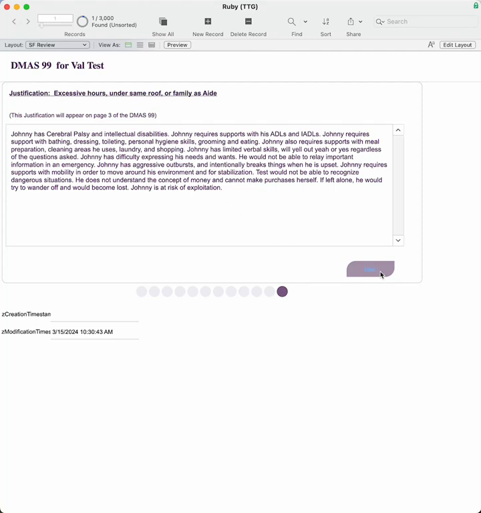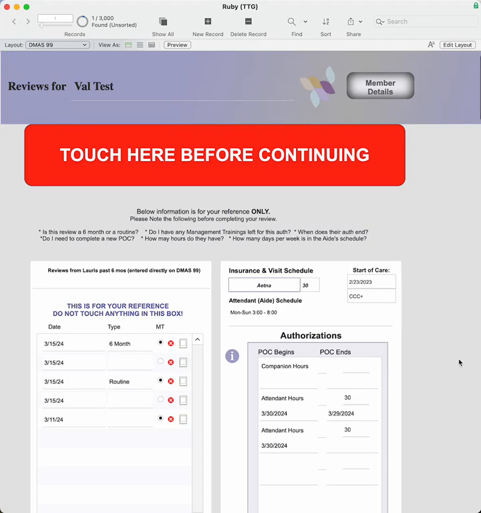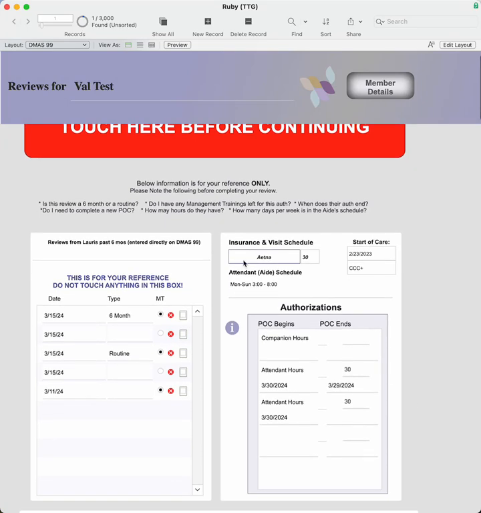And then you click next, and we come up to the 99 itself. So the first thing you come up to is all of this information for your use, right? They have Aetna on a 30-day schedule. They're a CCC Plus waiver. The attendance schedule is Monday through Sunday. Okay, so I know when I'm doing that 99, their schedule is 7 days. And they have 30 hours attendant care. Okay, I'll make note of that in my head.